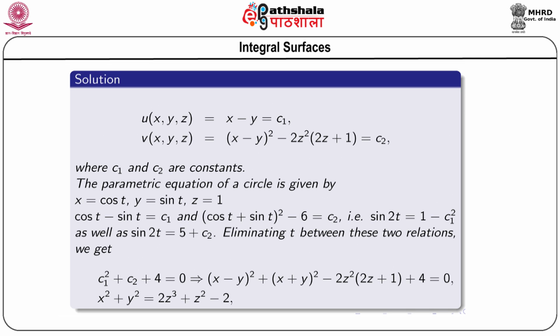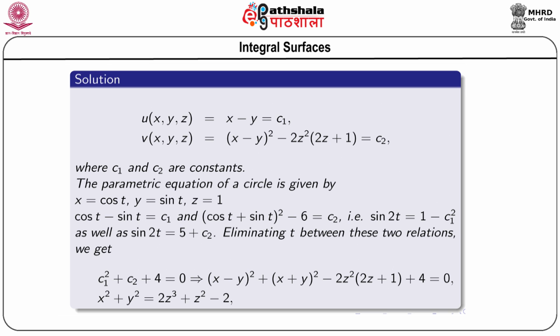Now, we want to find the integral surface which passes through the given circle. The parametric equation of the circle is x = cos t, y = sin t, z = 1. If we substitute x, y, z in u = c1, we obtain cos t − sin t = c1, and if we substitute in the second integral v = c2, we obtain (cos t + sin t)² − 6 = c2. From these two equations, we can obtain the value of sin 2t as 1 − c1², and from the second equation sin 2t as 5 + c2.